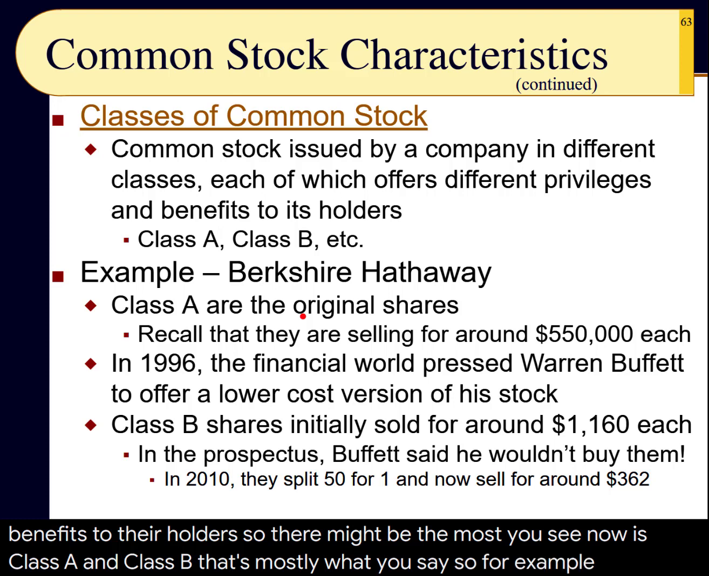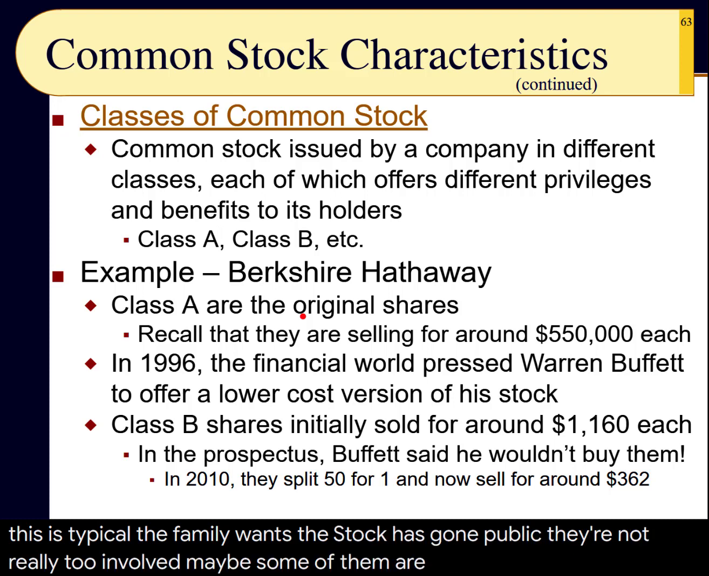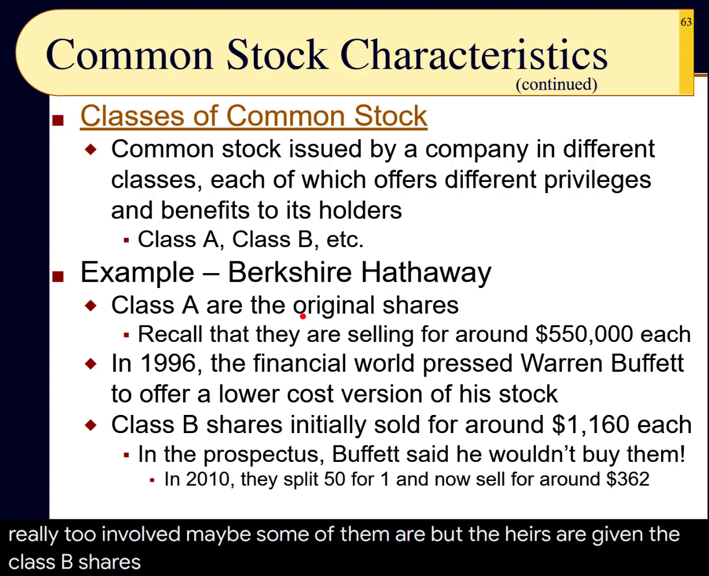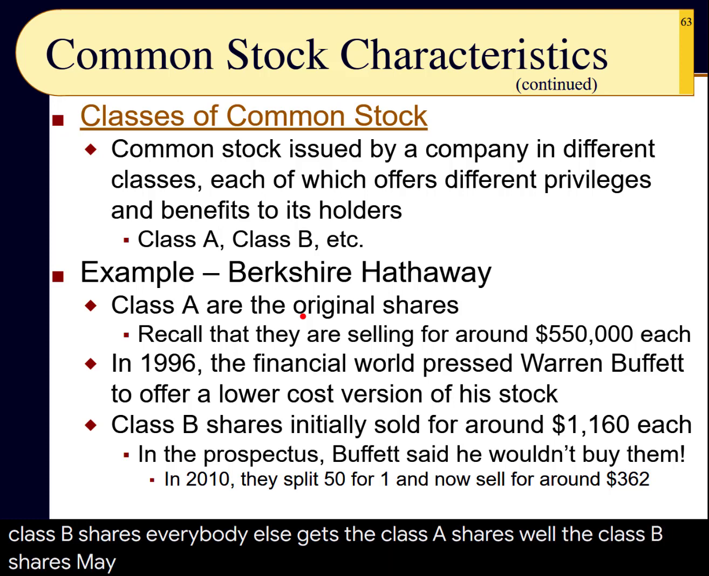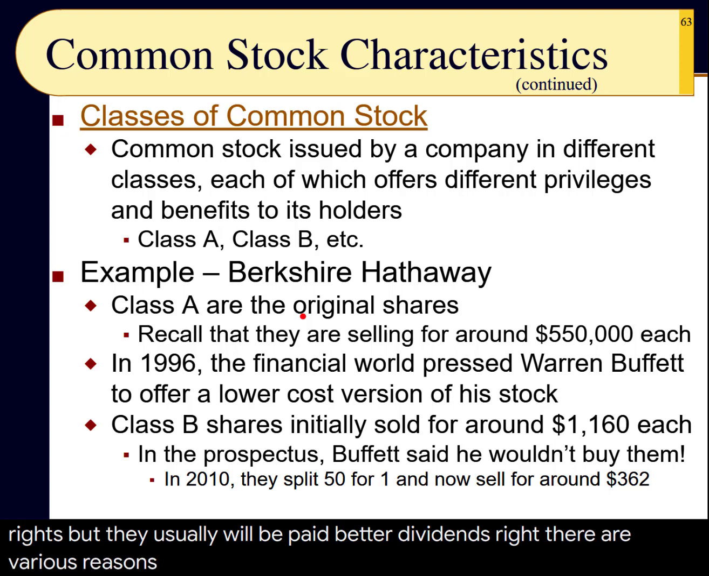So for example, this is typical. The family, once the stock has gone public, well, they're not really too involved. Maybe some of them are. But the heirs are given Class B shares. Everybody else gets the Class A shares. Well, the Class B shares may not have voting rights, or they may have a whole lot of voting rights, but they usually will be paid better dividends. Right, there are various reasons. The Class A shares, though, are the more important shares.